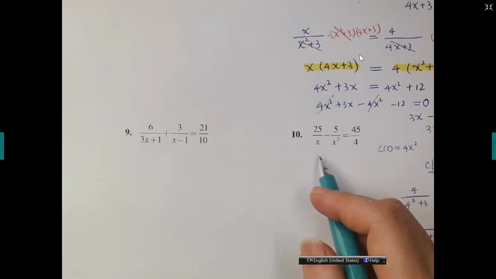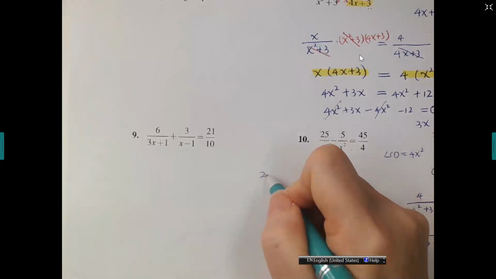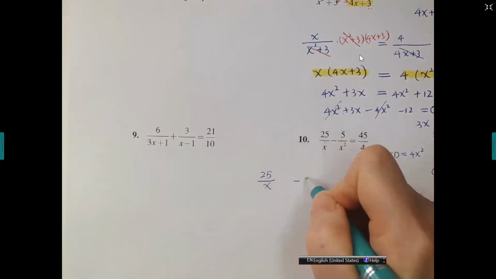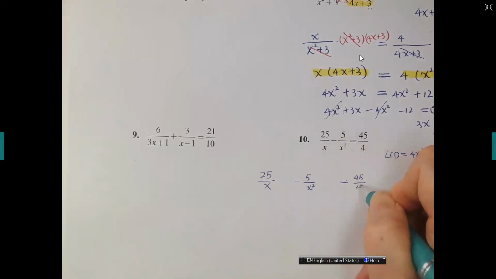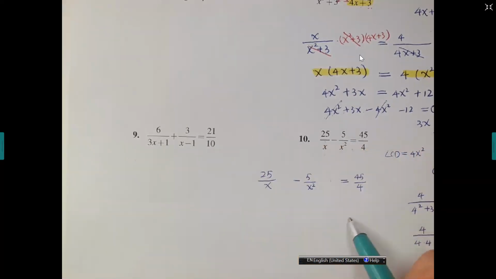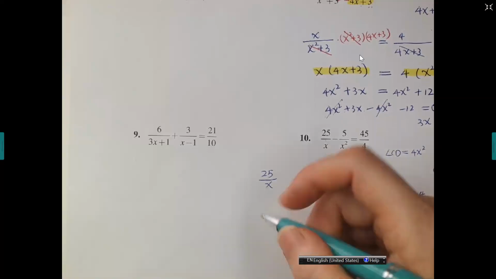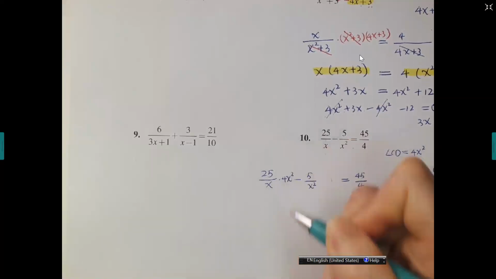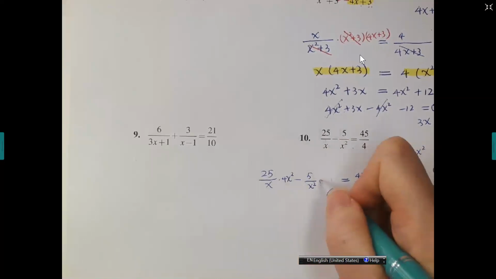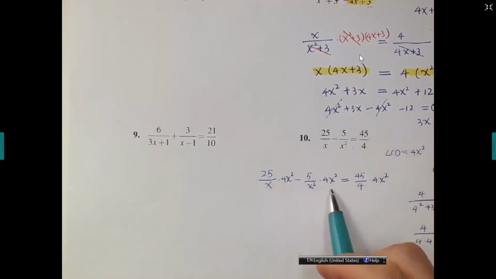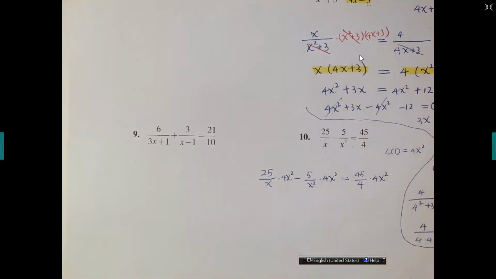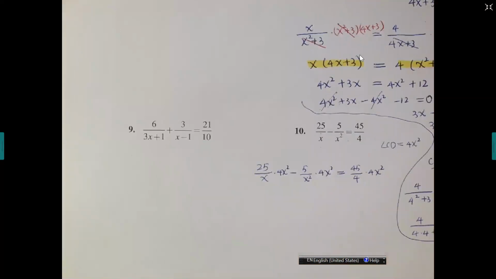Then go back here. What do we do? Split the terms: 25 over x minus 5 over x squared equals 45 over 4. Copy the equation, split terms, and then multiply by the LCD. So this one times 4x squared, this one times 4x squared, and this one times 4x squared too. So all three terms are multiplied by the same LCD. So that will be this problem here.